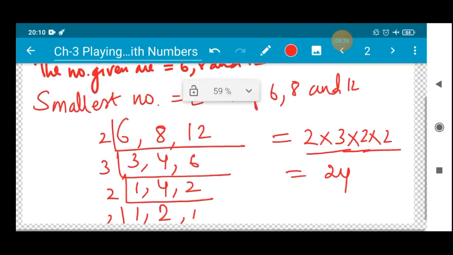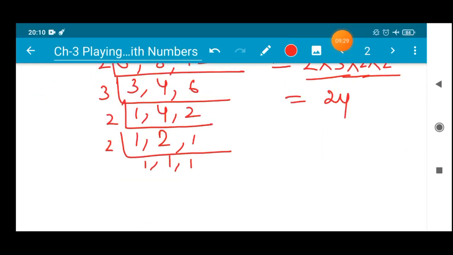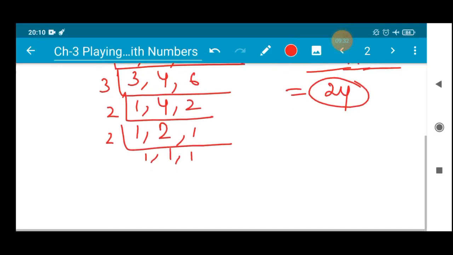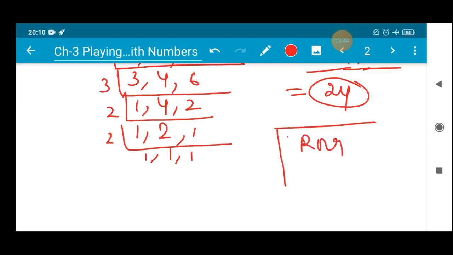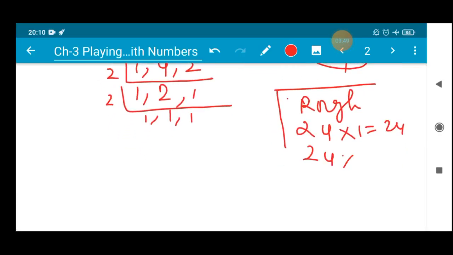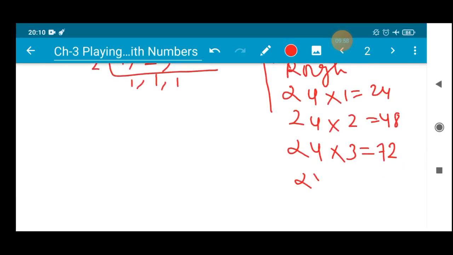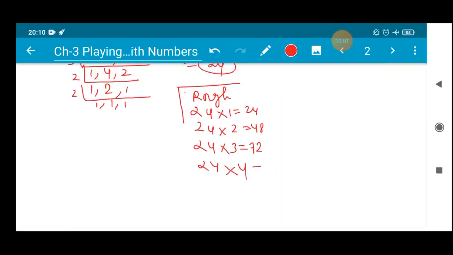So we have only found the smallest number here. By getting this, it doesn't mean we got the answer. We have to find the multiple of 24 in which 3-digit numbers will come, and that will be the smallest 3-digit number. So in the multiplication, this is a rough side I am doing here. In the multiplication table of 24, 24 1s are 24. 24 2s are 48. 24 3s are 72. 24 4s are 96. 24 5s are 120.